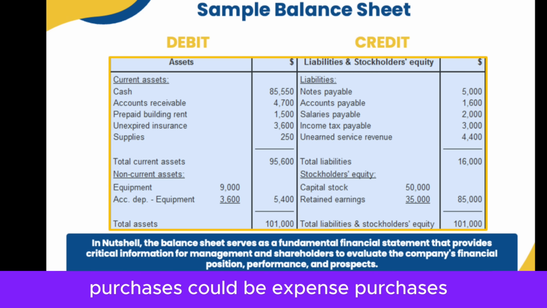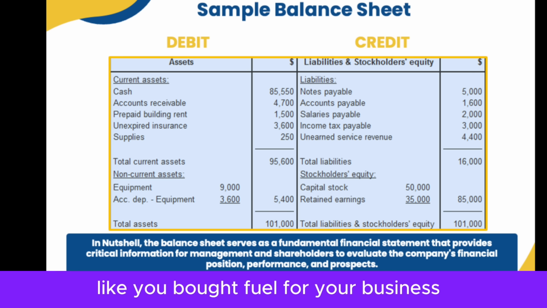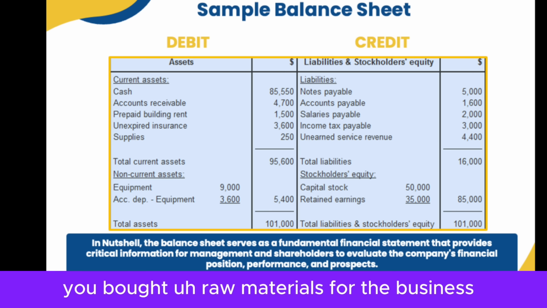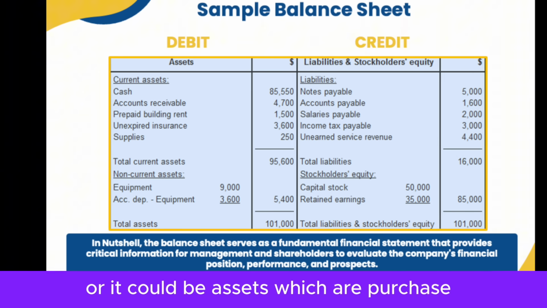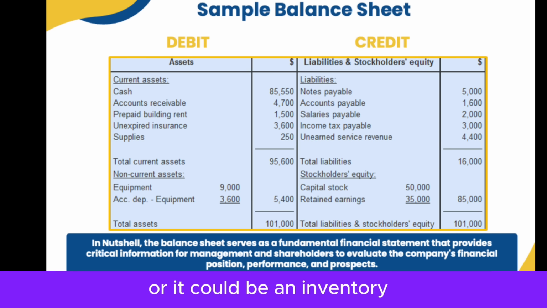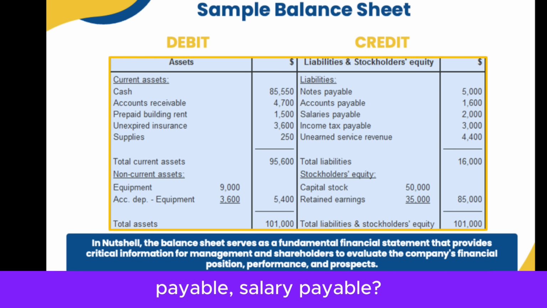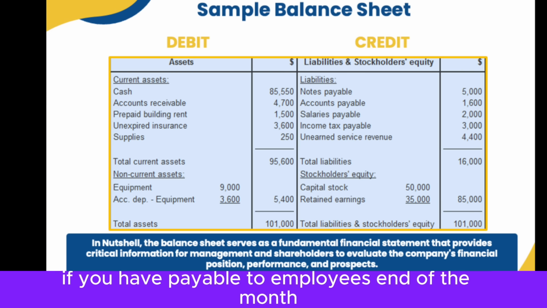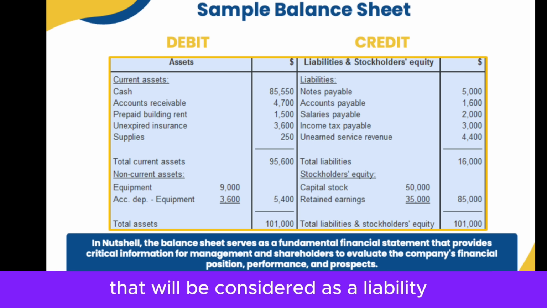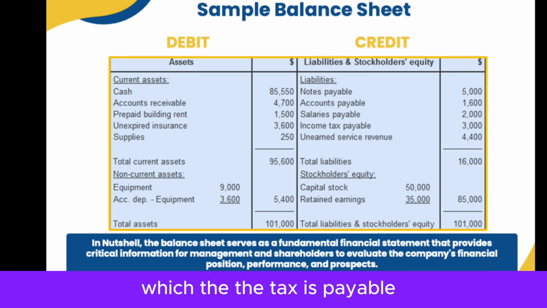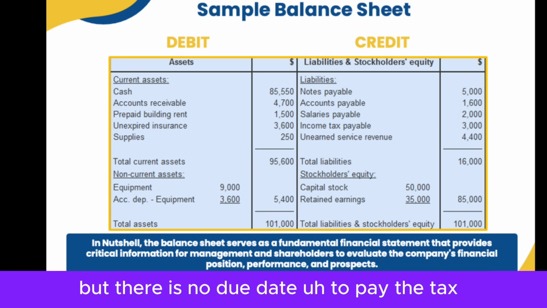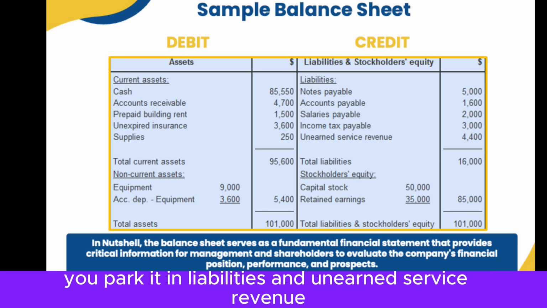Purchases could be expense purchases, like you bought fuel or raw materials for your business, or it could be assets which you have purchased, or it could be inventory. All together is considered as accounts payable. Salaries payable, if you have payable to employees at the end of the month, will be considered as a liability. If you have income tax payable or accrued income tax payable, where the tax is payable but there is no due date to pay the tax, you park it in liabilities.